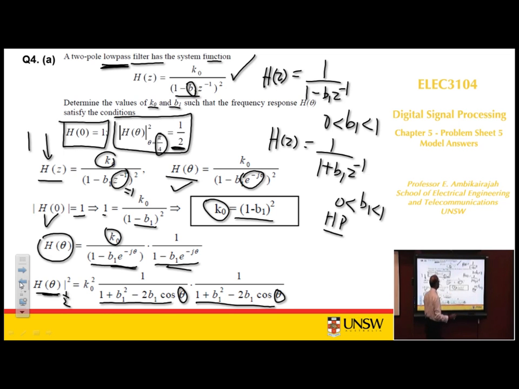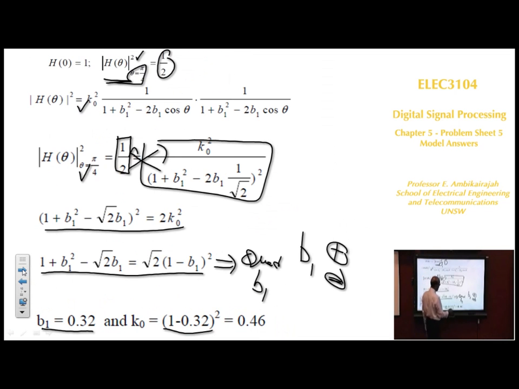Yeah. So if you know it's a low pass filter, then you know b1 must be positive. So you need to use that condition to rule out the wrong one, only that's the right answer. So that's important. That's how you do that question.